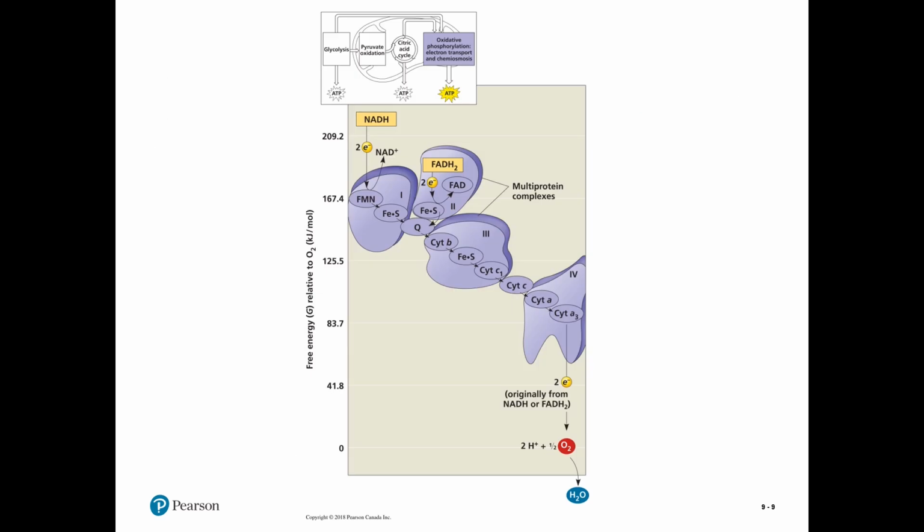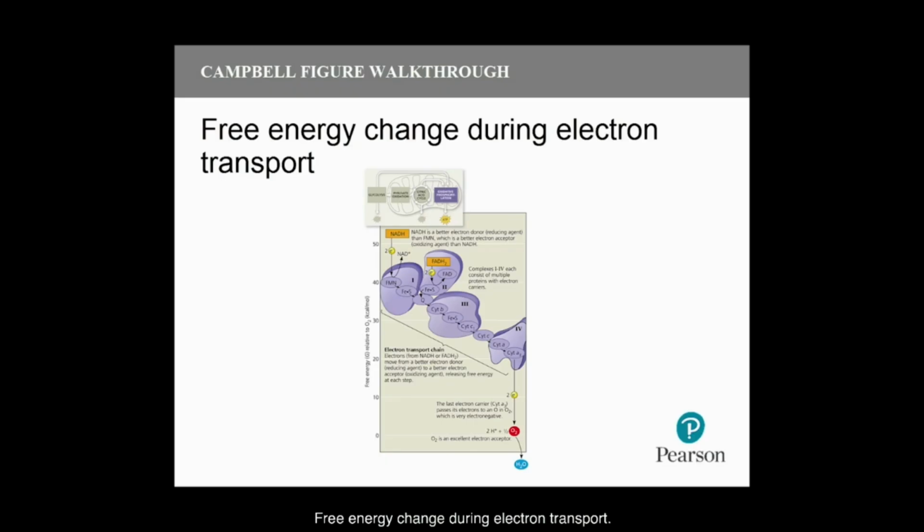In this video, they explain in a lot of detail the changes in free energy that allow this electron transport chain that later will end up in the production of water. So let's start that video. Free energy change during electron transport.